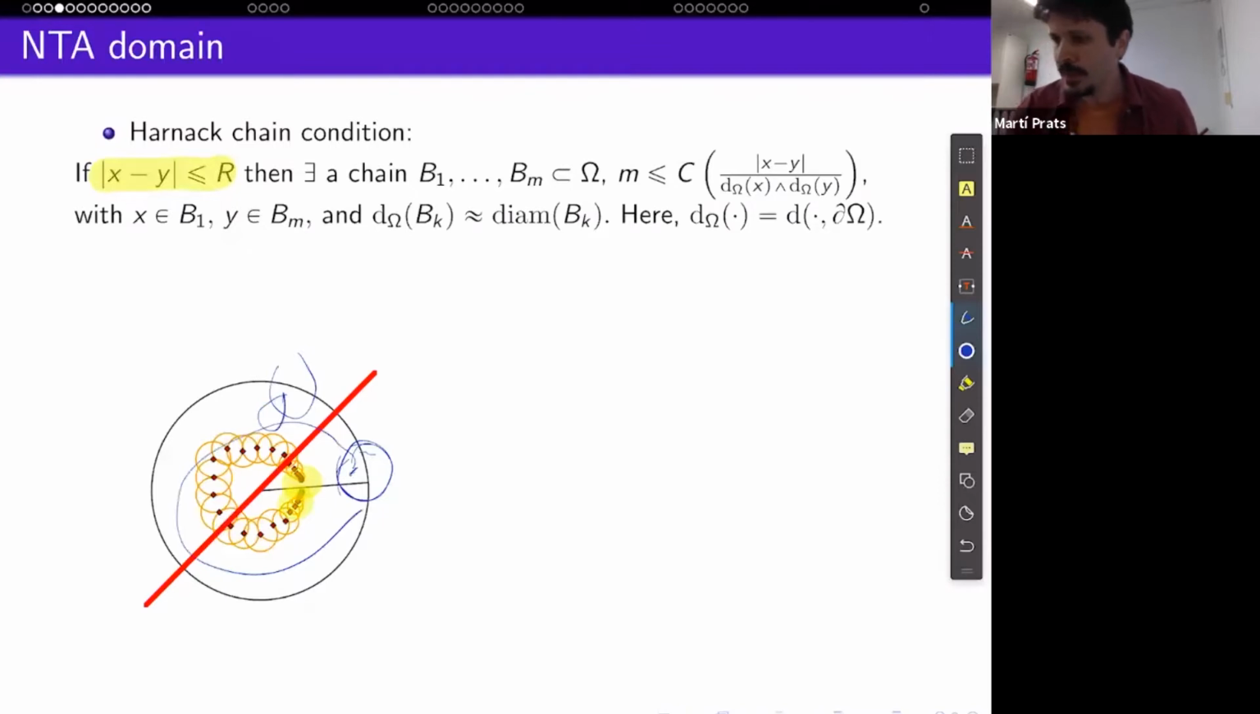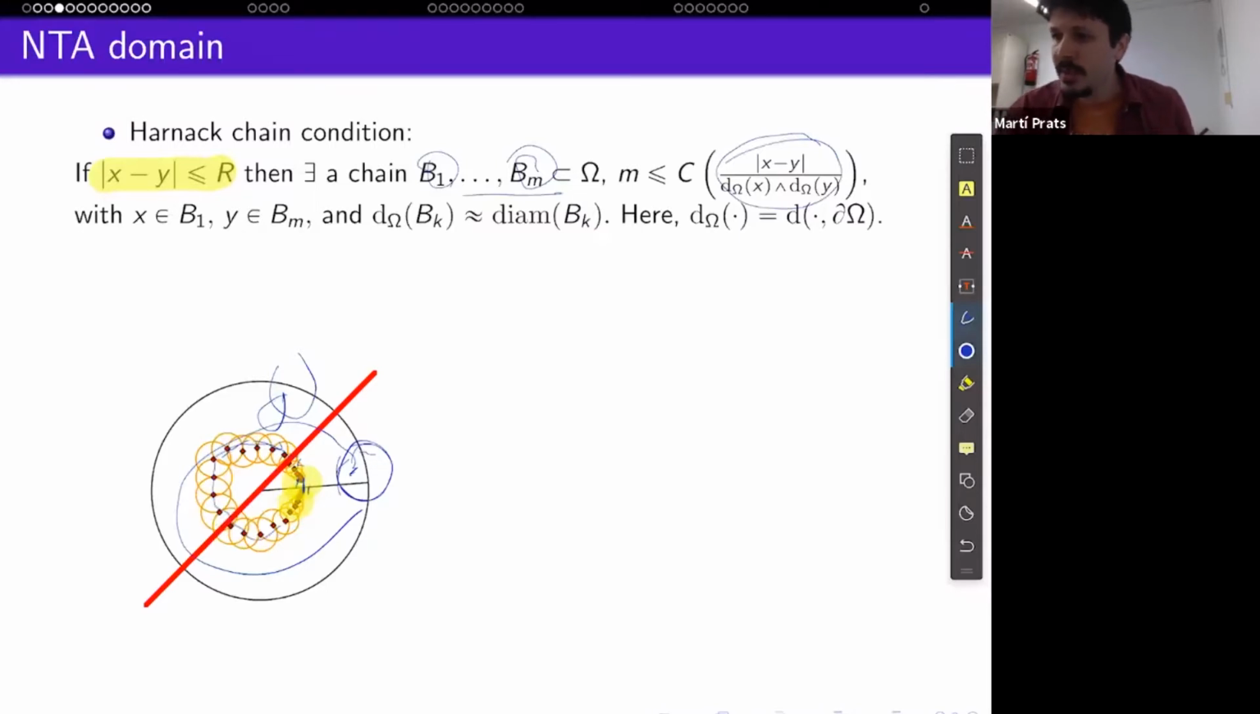Now, what is this condition? It is that you have a series of balls that are neighboring, and such that the number of balls is bounded by a constant that depends only on this factor: the ratio between the distance of the two points and the minimal distance to the boundary.